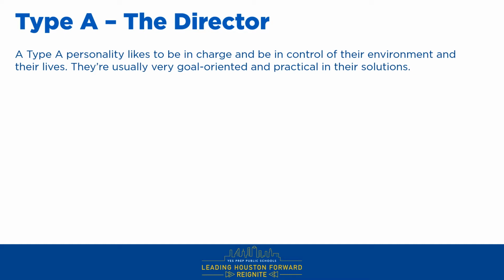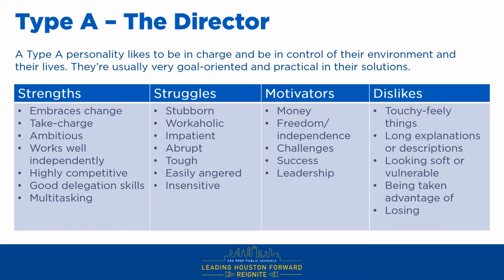Now let's take a look at what some of the strengths, struggles, motivators, and dislikes of a type A personality might be. When we consider some strengths, the type A person embraces change, takes charge, is ambitious, works well on their own independently, is often highly competitive, has good delegation skills, which means they can get others to complete tasks, and is good at multitasking, which means they're good at doing multiple things at once. Some struggles that a type A may experience are that they're stubborn, they're often considered a workaholic, they're impatient, they may be abrupt, tough, easily angered, and can be insensitive to others.